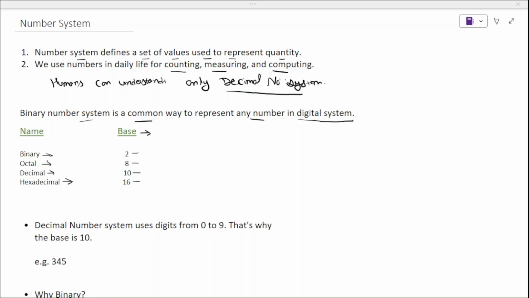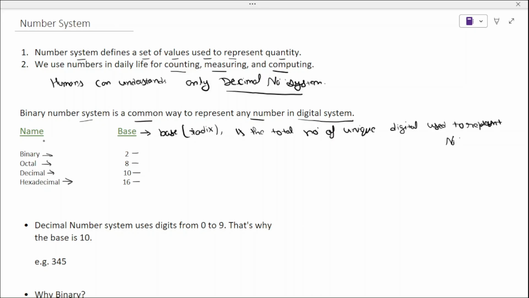What is base? Base in number system, which is also called radix, is the total number of unique digits used to represent numbers.